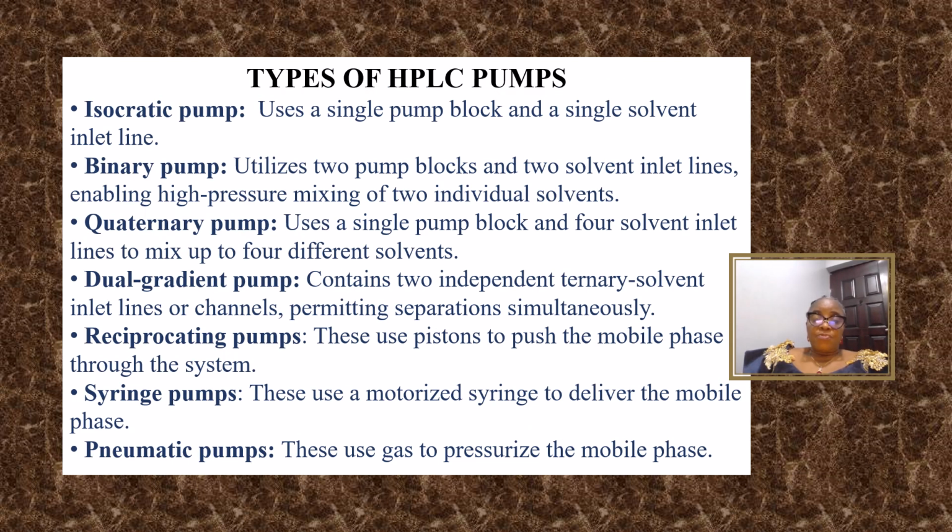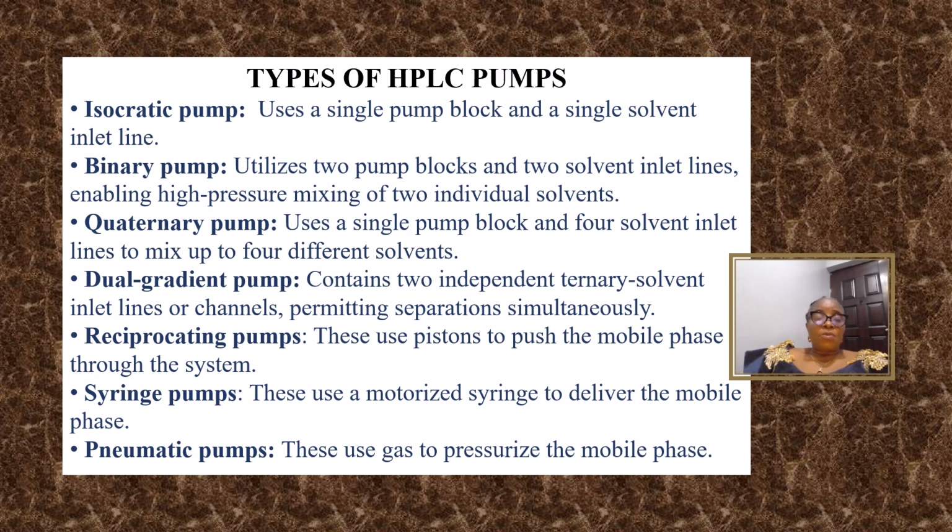Types of HPLC pumps. There are different types of HPLC pumps. Selecting the best pump for a given separation depends on your application needs and the analyte complexity. There are 7 types of pumps for an HPLC system. We have the isocratic pump, which uses a single pump block and a single solvent inlet line. We have the binary pump, which uses 2 pump blocks and 2 solvent inlet lines, enabling high pressure mixing of 2 individual solvents.